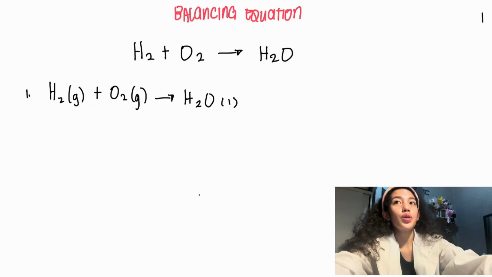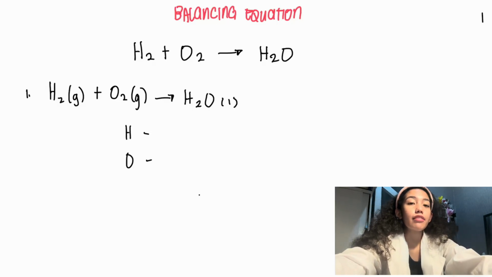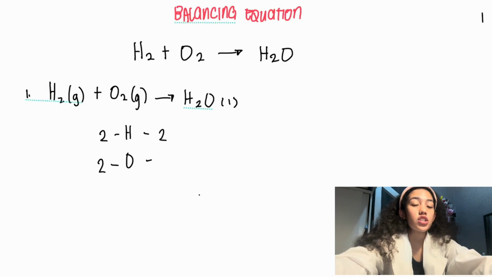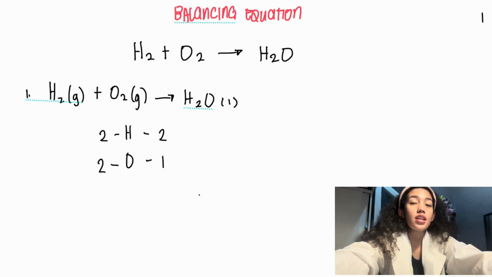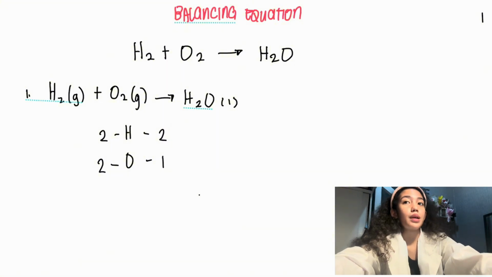So step number 2, count the atoms of each element in the reactants and products. In this example, for the reactants, we have 2 atoms of hydrogen and 2 atoms of oxygen. And for our products, we have 2 atoms of hydrogen and 1 atom of oxygen. As you can see, our equation is unbalanced since we have 2 atoms of oxygen in the reactants, while in the product, we just have 1 atom of oxygen. So how do we balance it? Here comes step number 3.